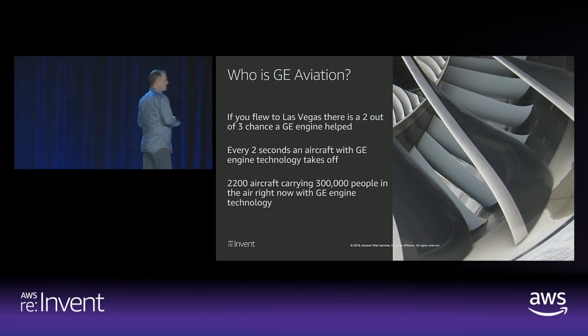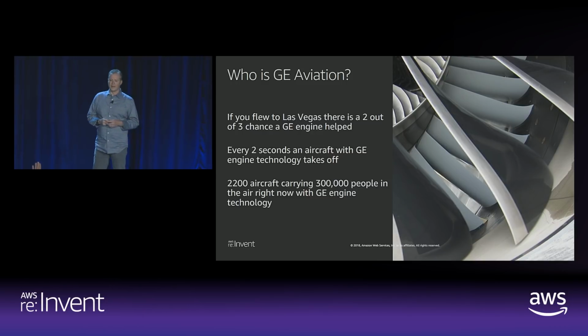So who is GE Aviation? How many of you flew here today? Probably a lot of you. About 2/3 of you experienced GE Aviation engine usage. You used one of our primary services, a jet engine, to fly here. So in the air today, there are approximately 2,200 aircraft with 300,000 people flying above the Earth to get to their destination. Every 2 seconds, we have an aircraft take off with GE power. This is a big deal to us.